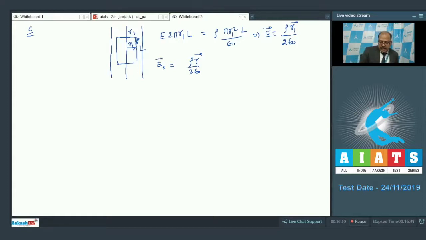So in this particular case, E inside would be given as, we have one expression like this, rho R1 by 2 epsilon naught, and we can consider that additionally there is a sphere of charge density minus rho put there. So that will create an electric field of minus rho R vector by 3 epsilon naught.